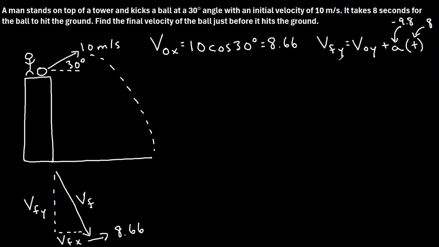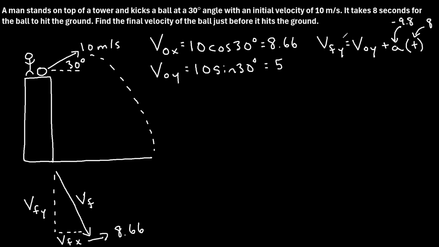The only value we don't know is the initial velocity in the y direction. So to find that, here's the formula we use. The initial velocity in the y direction, that's equal to the initial velocity of 10. But instead of multiplying it by the cosine of 30, we multiply by the sine of 30 degrees. Now, the sine of 30 degrees, that's actually just 1/2. So this is 10 times 1/2, which is 5. So the initial velocity in the y direction is 5.